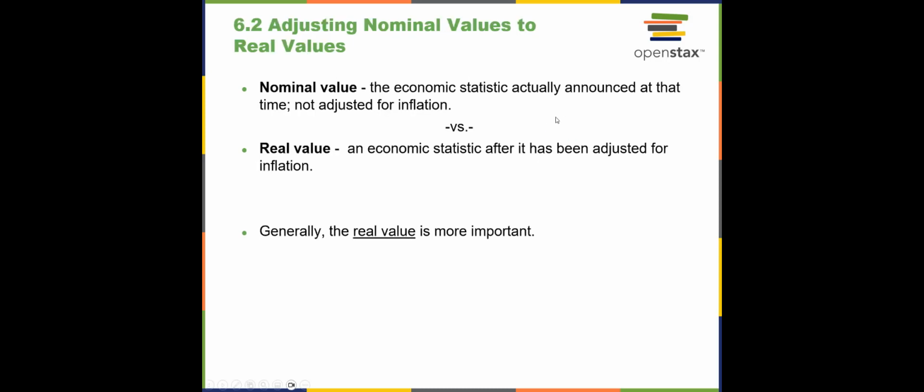Now we come to the next point, understanding the difference between nominal and real values. Nominal value is the economic statistic actually announced at the time, not adjusted for inflation. Real value is adjusted for inflation. So real value is more important, and I can show you one example.